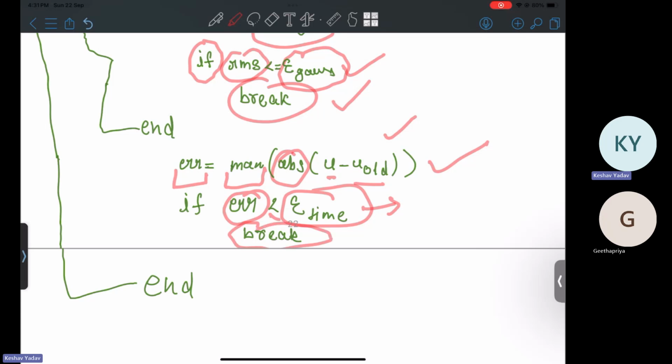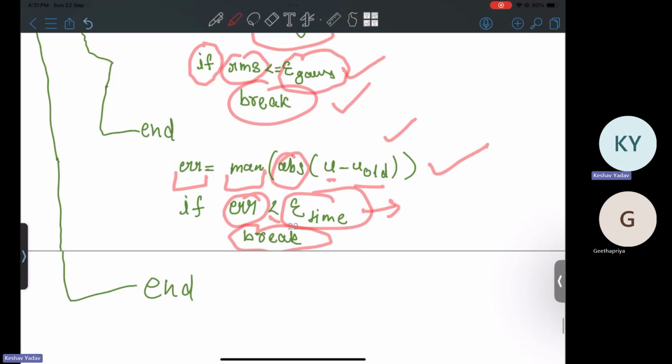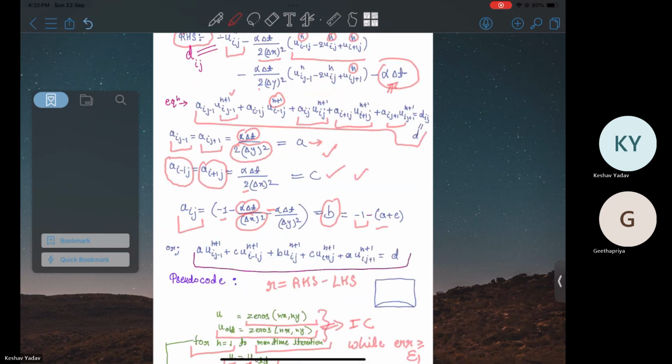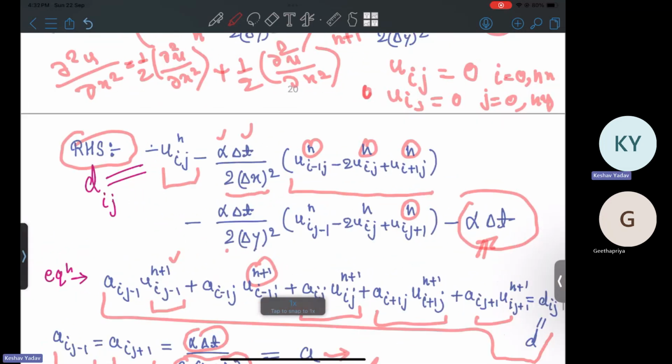Are you able to understand whatever I have told? I have shown here. So now what we'll do, we will write the computer program for this equation.